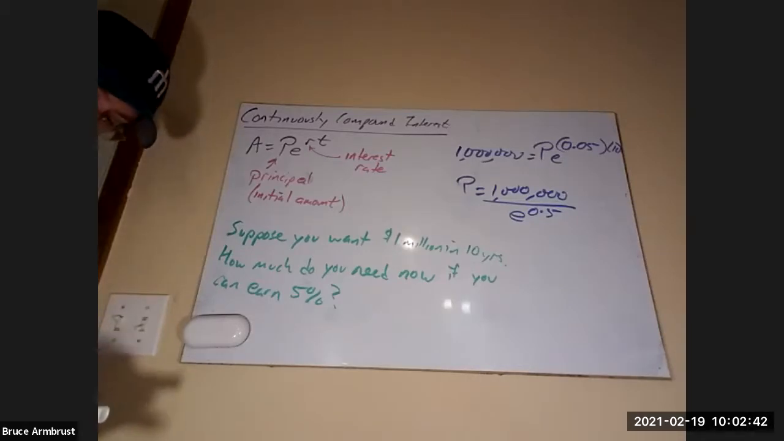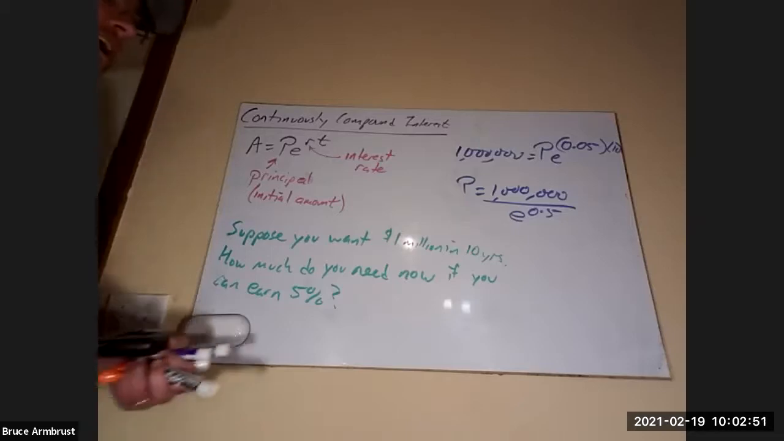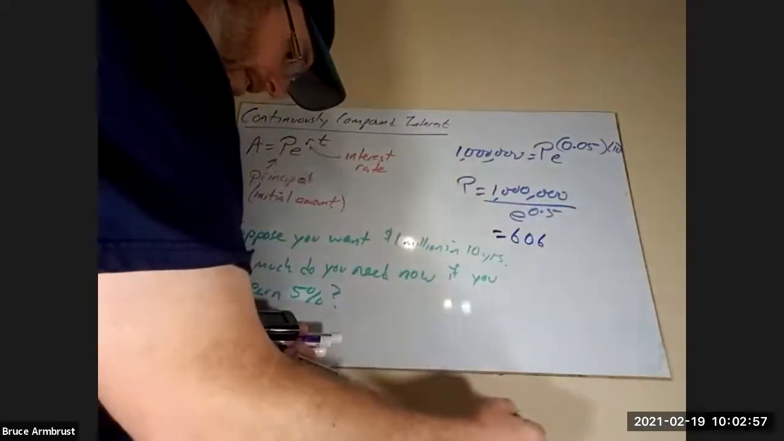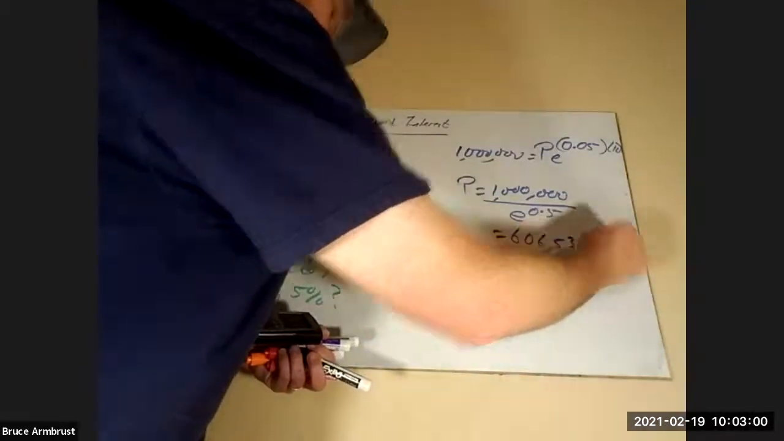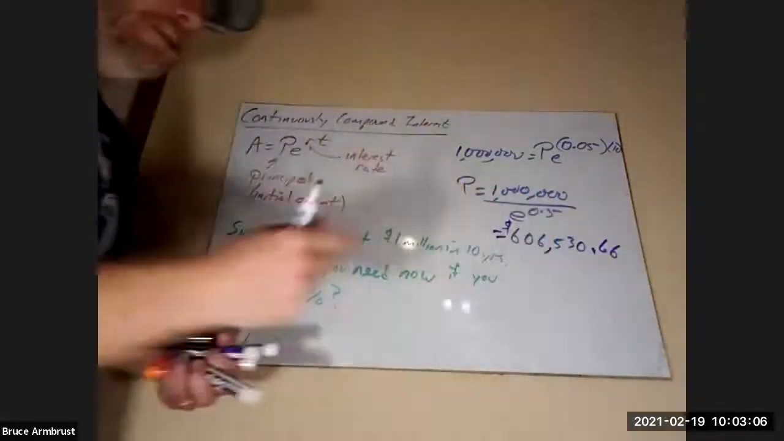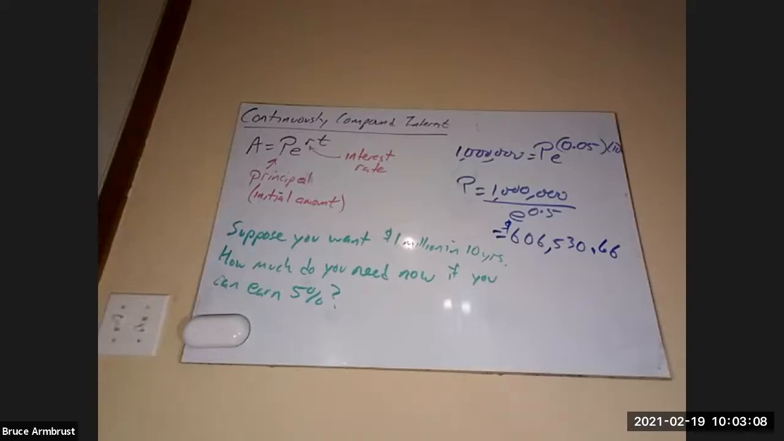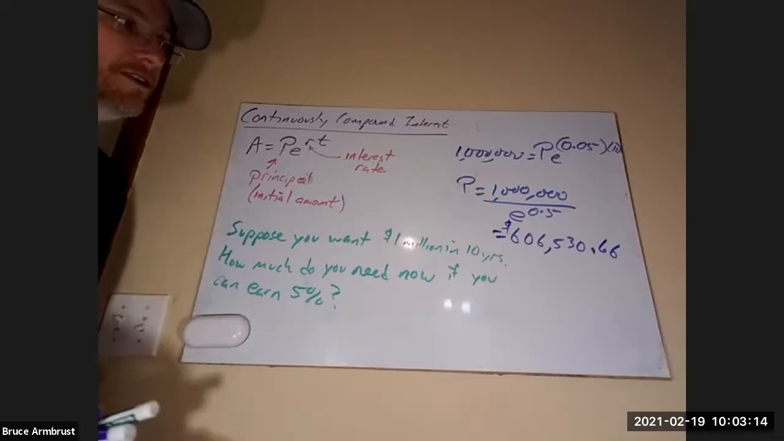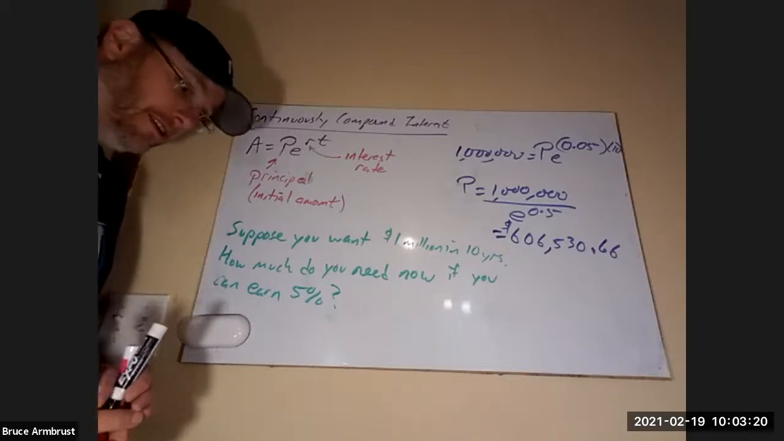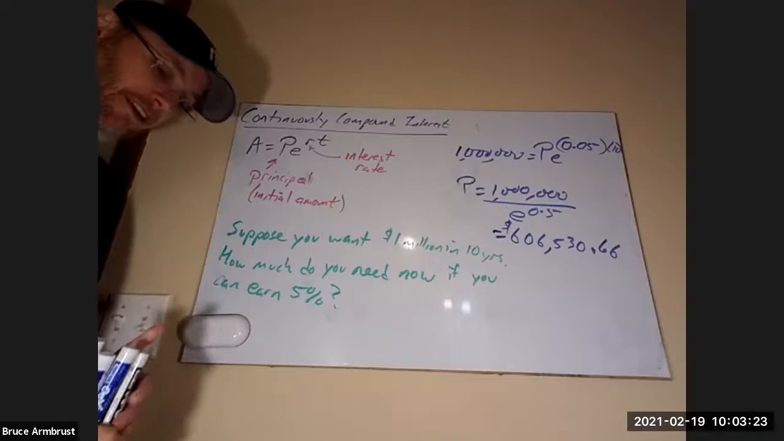All right, so again, this is a good old calculator question. And I end up with 606,530, and 66 cents. In general, it's a good idea if you're doing money problems to just round them to the nearest penny. All right, but there you go. That's how much we'd have to invest right now to have $1 million in 10 years.